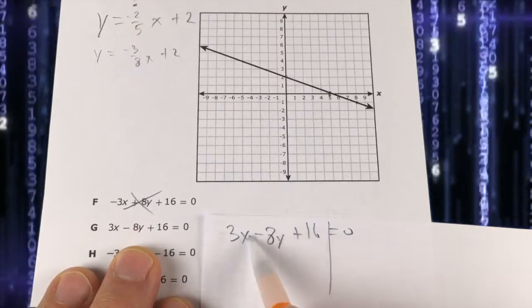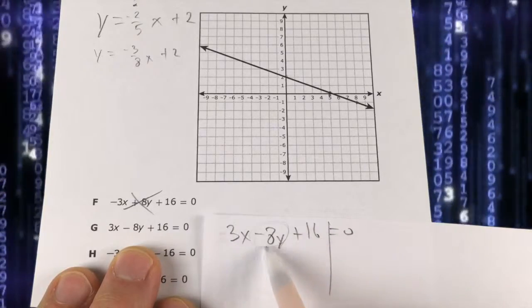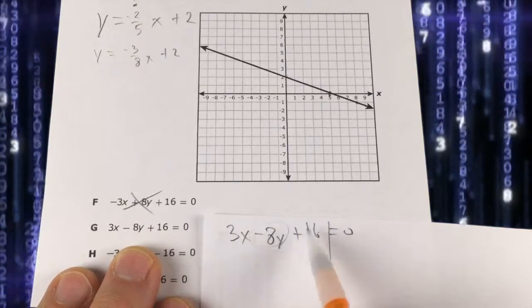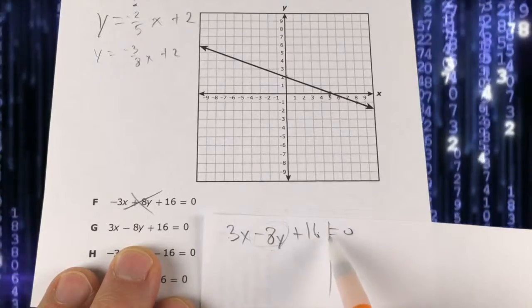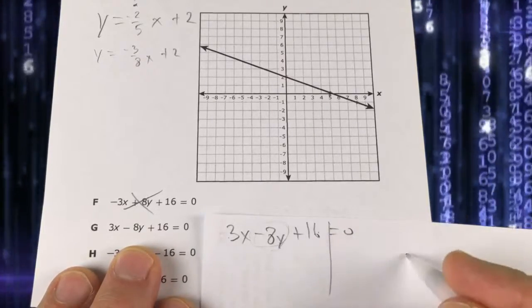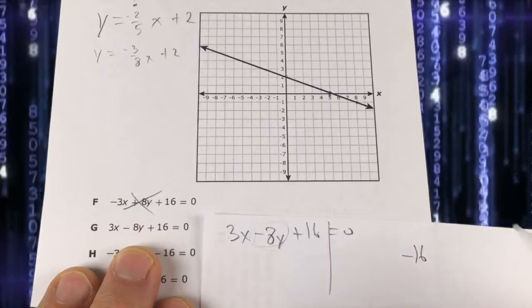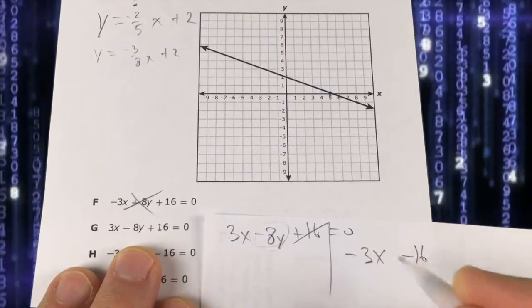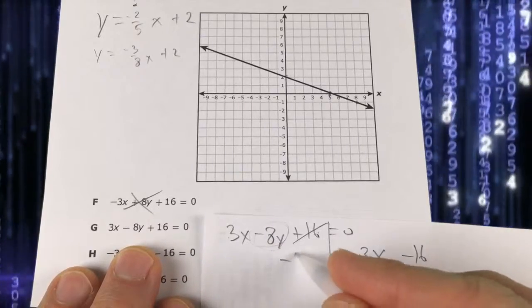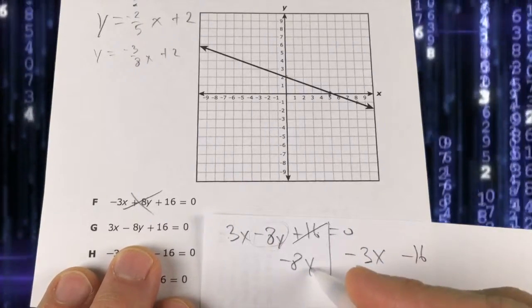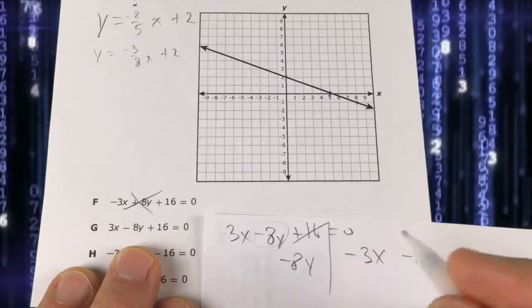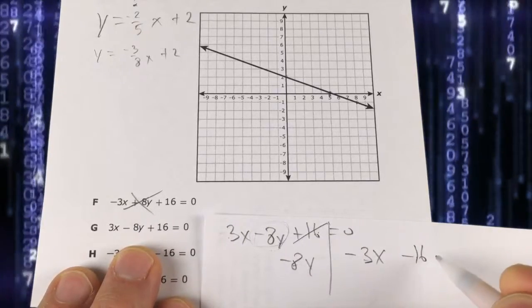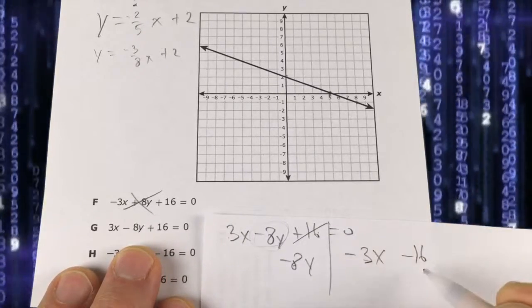Here's the best friend, negative 8. Okay, we got to get rid of the other guys. And how do they leave? They leave by changing their sign. So this plus 16 is now outside, negative 16. And this 3x is now negative 3x. Okay, so now I have negative 8y. That's you and the best friend. And then I have these guys over here. Now we divide by the negative 8.